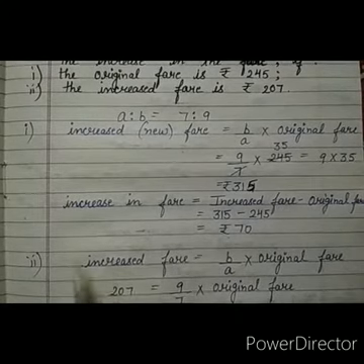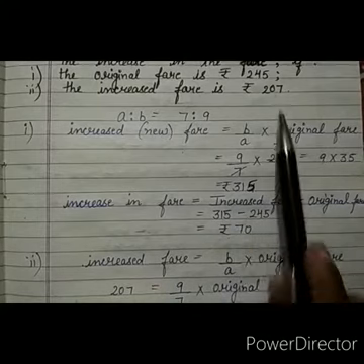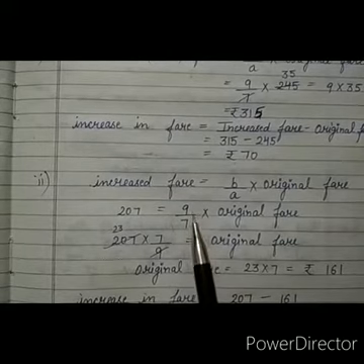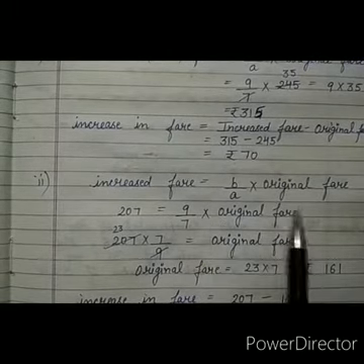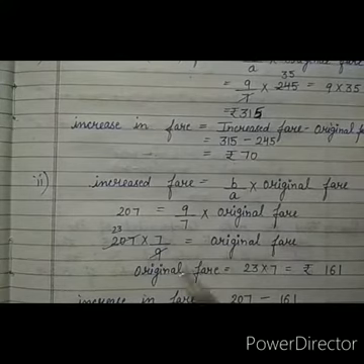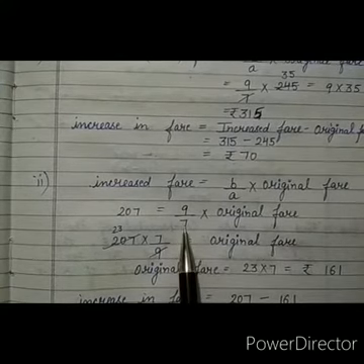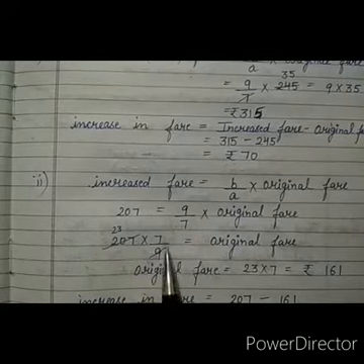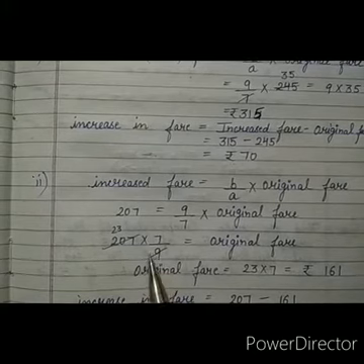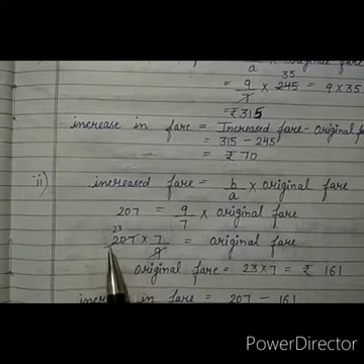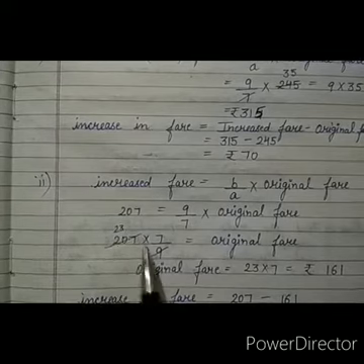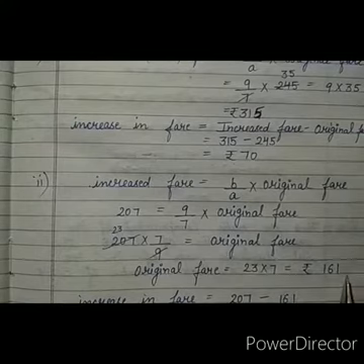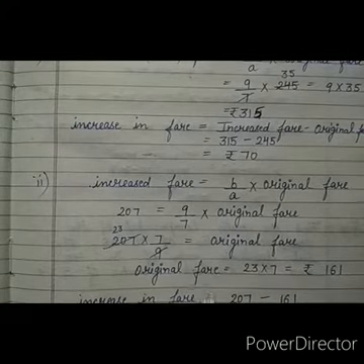Put the value of increased fare, that is 207 from the question, put it here. 207, which is equals to B upon A, that is 9 upon 7 into original fare, that we have to find. So in order to that, take this 7 to other side, then it will be multiplied by 207 and 9 comes in division. Now when we solve it, then 9 cancel 207 23 times. Now when we multiply 23 into 7, then we will get 161 and it will be our original fare.